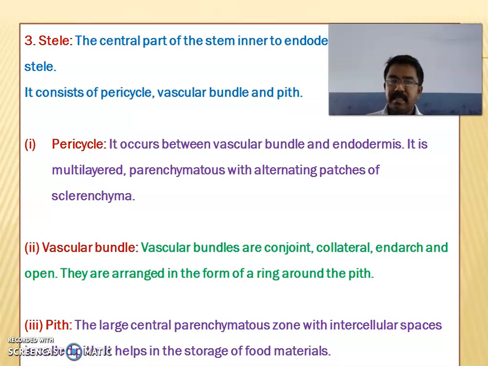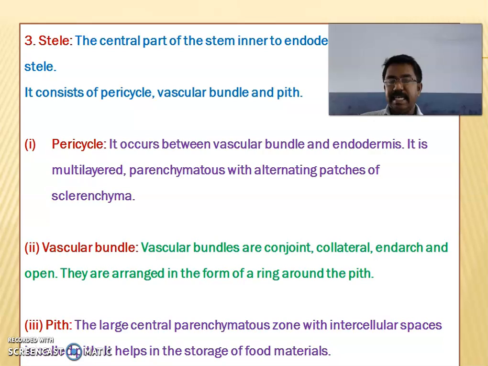Next is stele. The central part of the stem, inner to the endodermis, is known as stele. It consists of pericycle, vascular bundle and pith. What is pericycle? It occurs between the vascular bundle and endodermis.